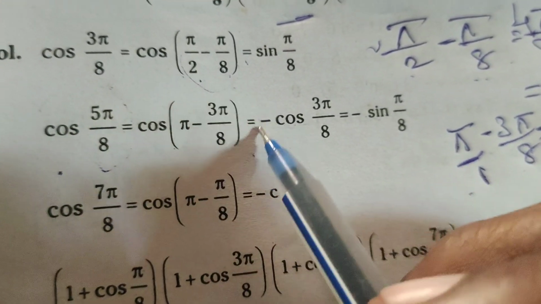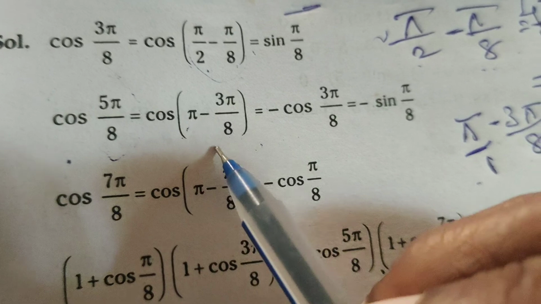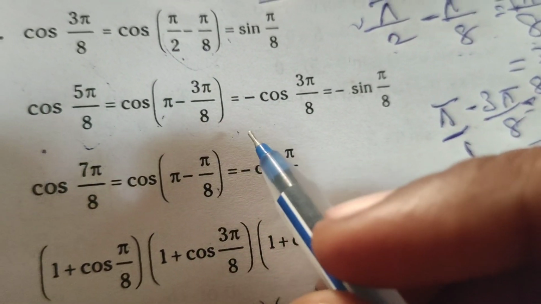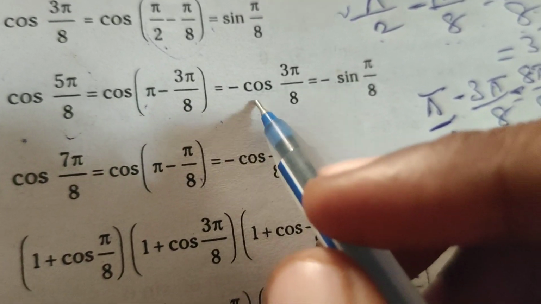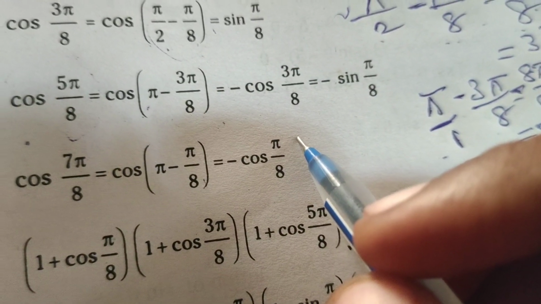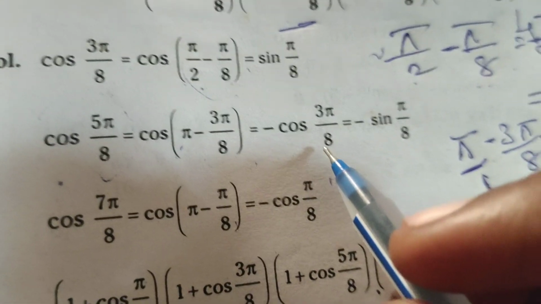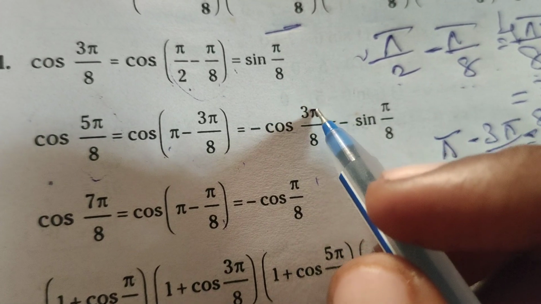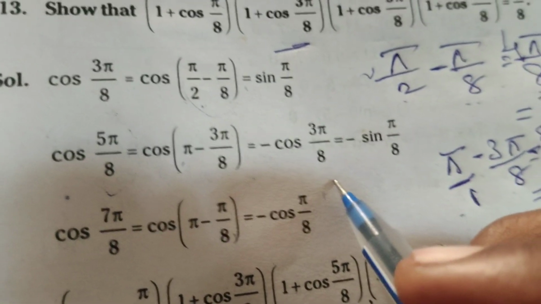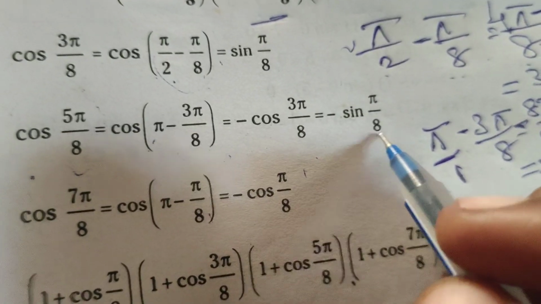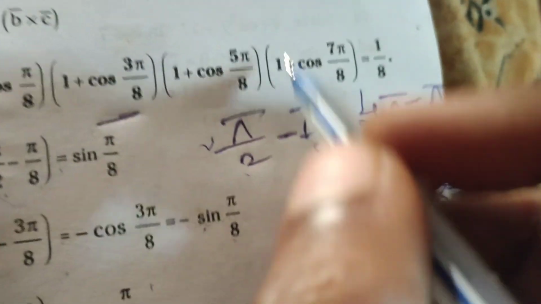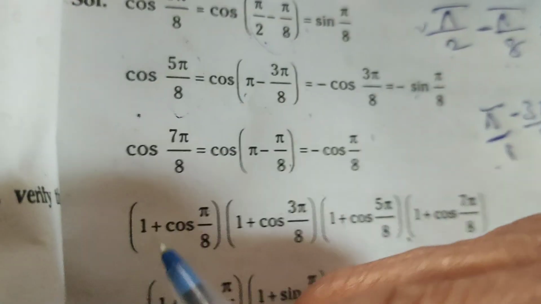Now arrange the formula. Cos of 180 minus theta, cos of pi minus 3 pi by 8, means minus cos theta, minus cos 3 pi by 8. Since cos 3 pi by 8 is sin pi by 8, we write minus sin pi by 8. Here minus is there.